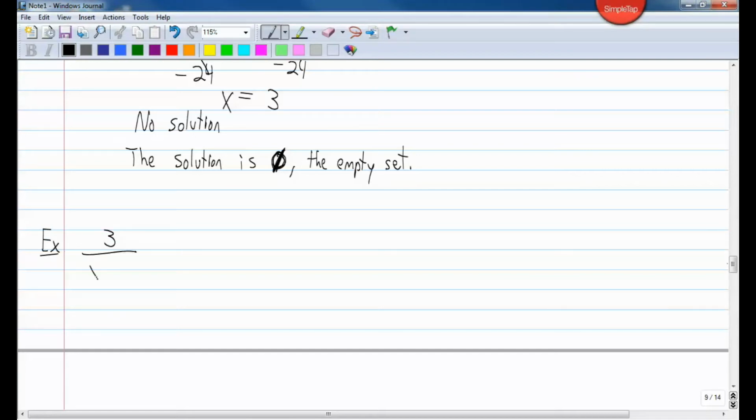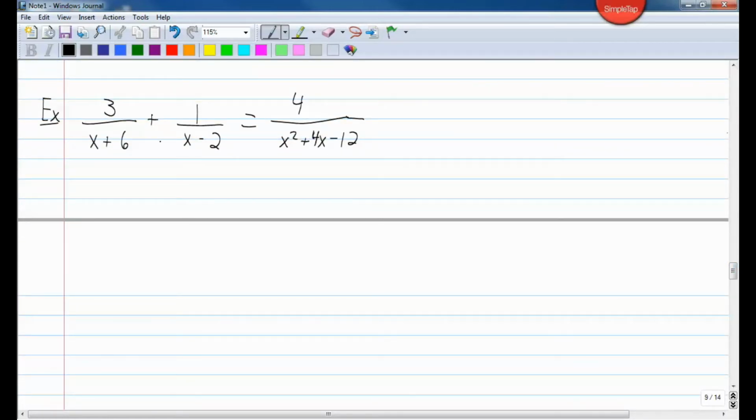Let's say I had 3 over x plus 6 plus 1 over x minus 2 equals 4 over x squared plus 4x minus 12. So this is the first time we've seen an x squared term. Now when you have an x squared, then that means that you have a quadratic equation, and that quadratic may factor. Anytime any of your denominators will factor, you need to factor them. So even if it was just pulling out a constant or just an x or whatever, do whatever factoring techniques that you've been taught. So I'm going to rewrite this problem.